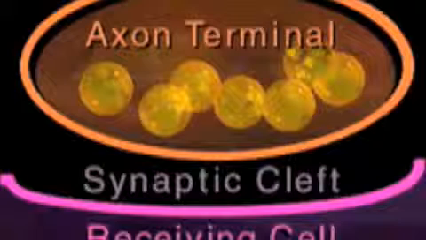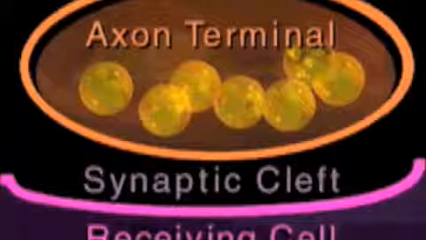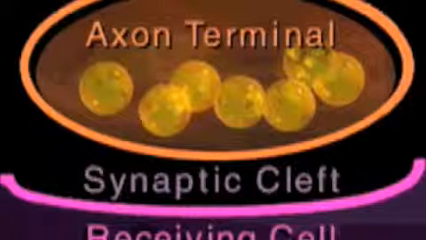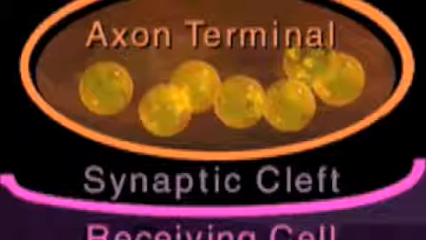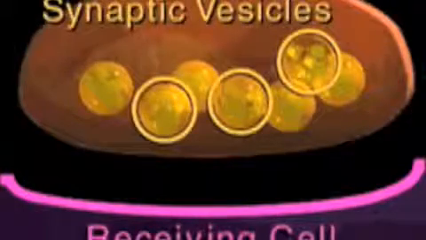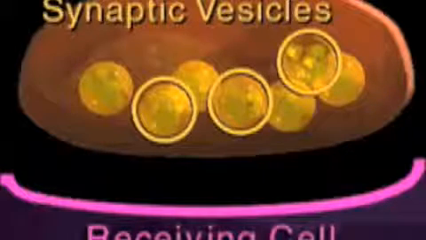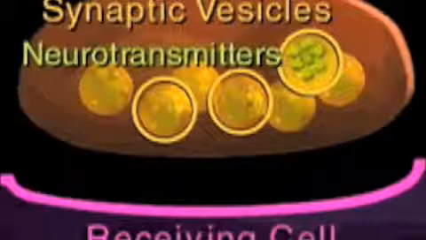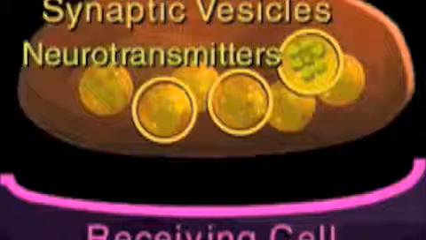In this cross-section of a synapse, we can see the three components of a typical synapse. They are the axon terminal, the synaptic cleft, and the receiving or postsynaptic cell. Within the axon terminal are many tiny packets, called synaptic vesicles, that store and release the neurotransmitter.